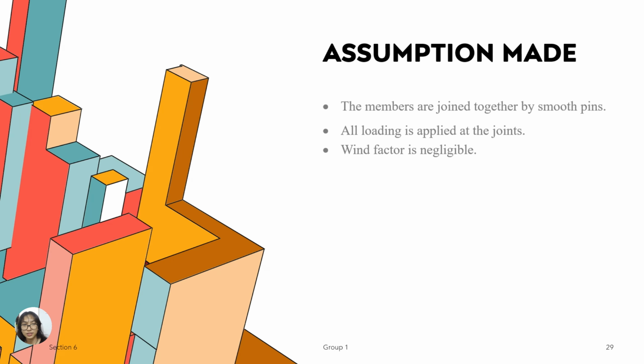Next is the assumptions made throughout this entire project. One, the members are joined together by smooth pins. Second, all loading is applied at the joints. And third, wind factor, which is an environmental load, is negligible.